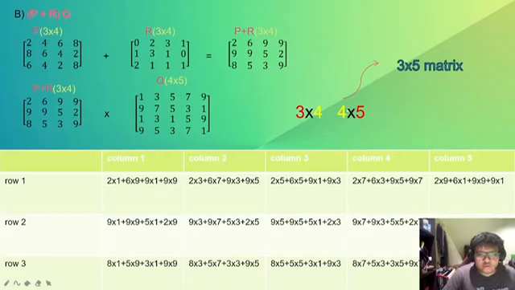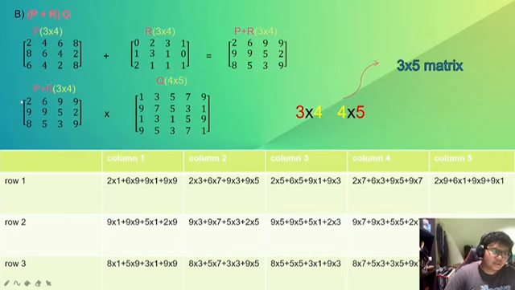If these two are the same number, then you can multiply them, and the answer will be the first number of matrix P plus R, and the last number of matrix Q. So it is 3 and 5. So the answer will be a 3 by 5 matrix. That is what I learned. And then I will show you how we will multiply this matrix.